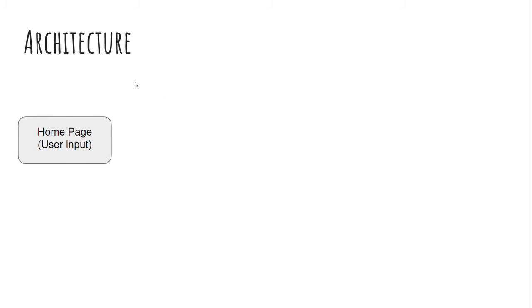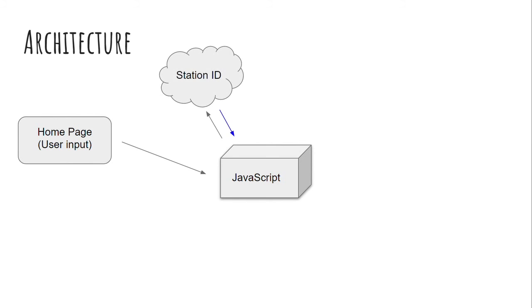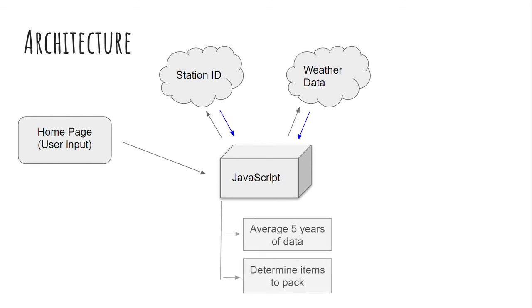Our project's architecture starts out at the home page of the website, where we collect the user input such as the destination and dates of their travel plans. We then send this information to our JavaScript function, where we first call our API to find the weather station that is close to the destination. And with that ID, we are then able to collect the weather data from our API. We then average this data, and our function determines appropriate clothing items based on the conditions. This information is then displayed on our results page.